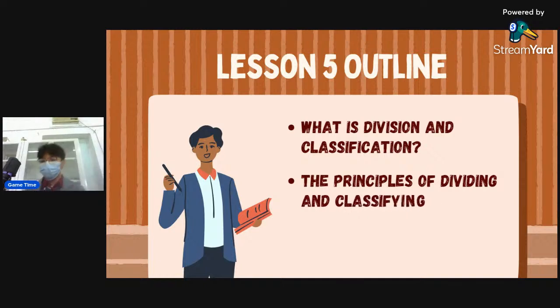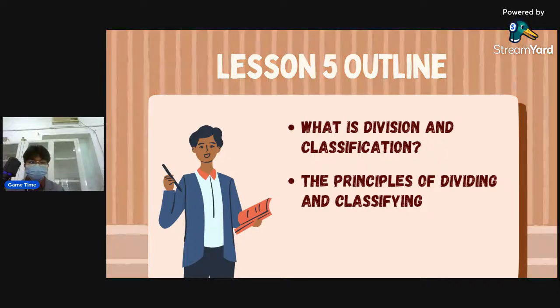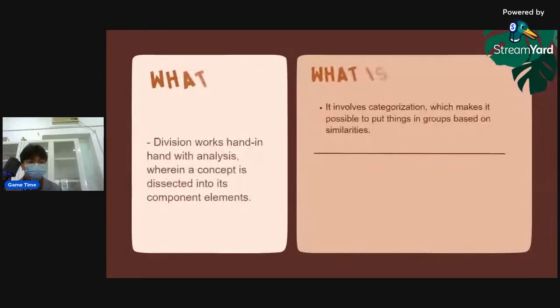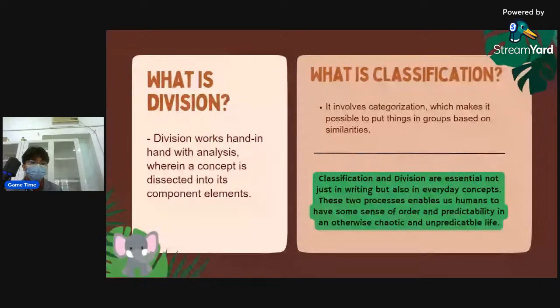Okay, so lesson 5 is just about division and classification, and then we have the principles. So, what is division? Division works hand in hand with analysis, wherein a concept is dissected into component elements, like different parts. An example I'll give is an airplane. An airplane has different parts, and we're dividing it into those parts that make up an airplane, right? So we have the cockpit, the engine, the wheels.